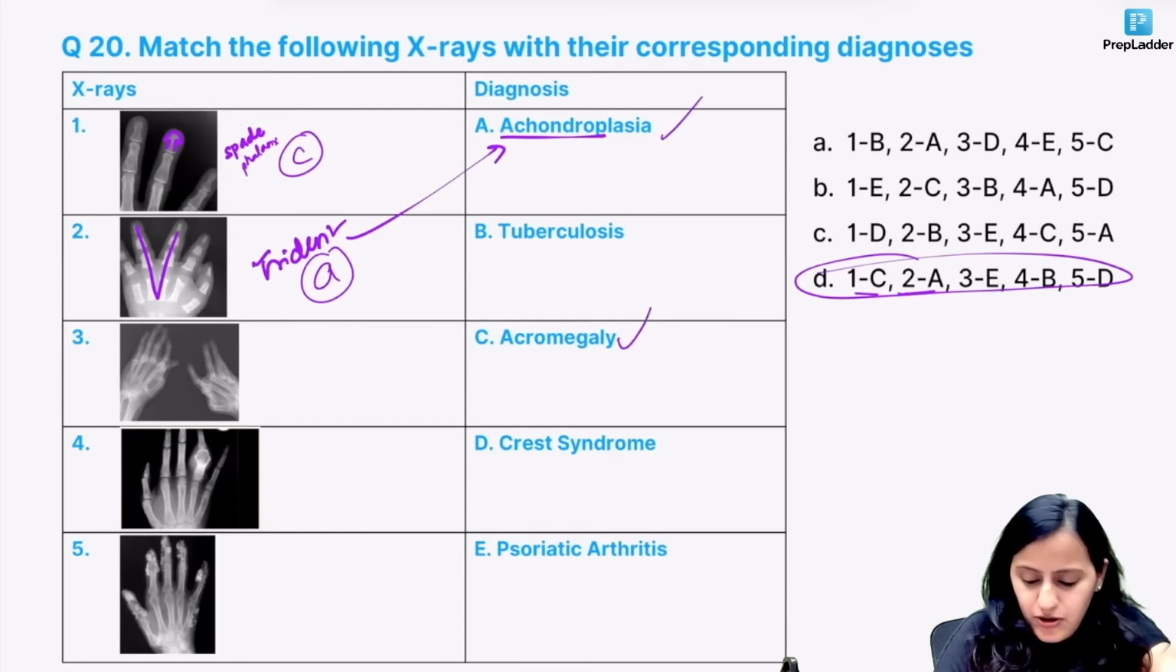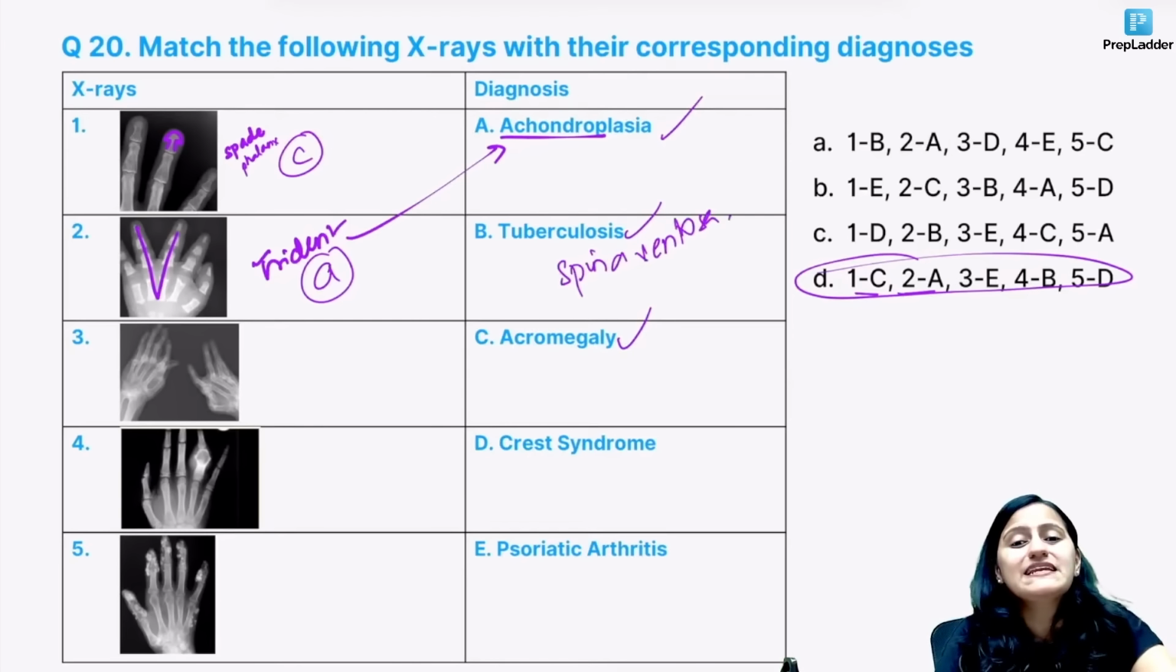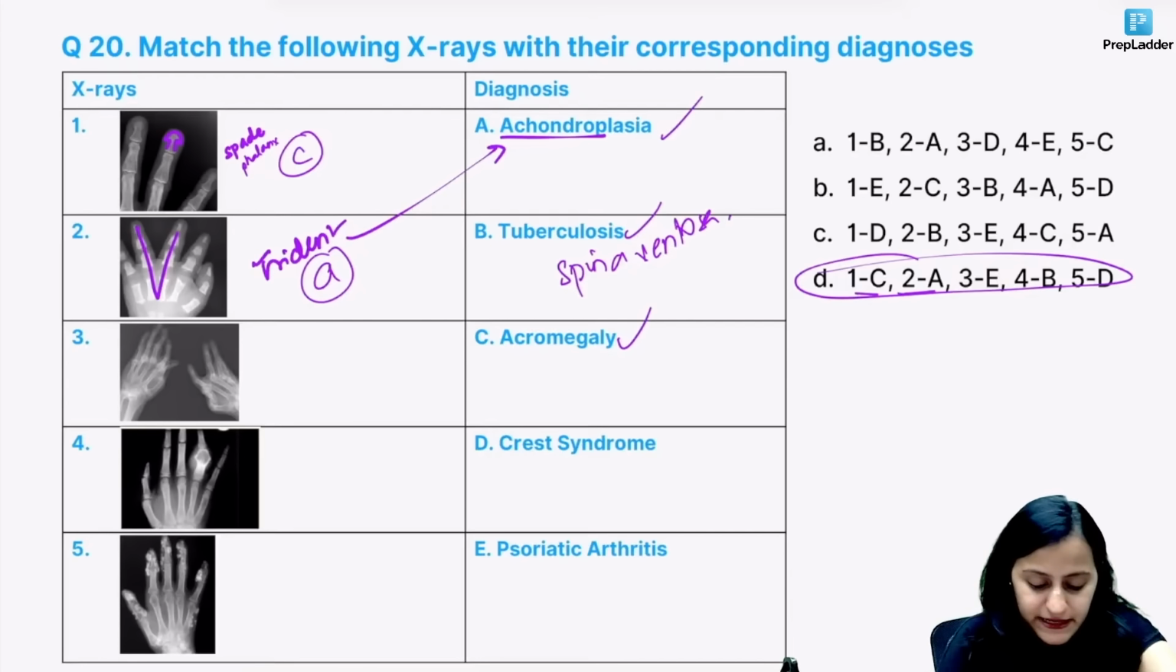Acromegaly, achondroplasia done. What is tuberculosis in the hand? Spina ventosa. Okay, the TB dactylitis, that is what is spina ventosa.